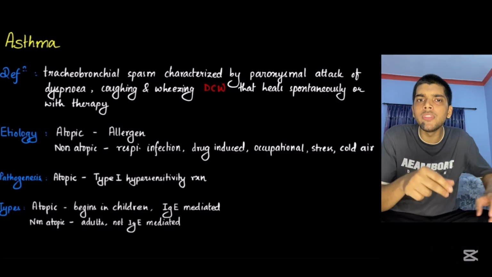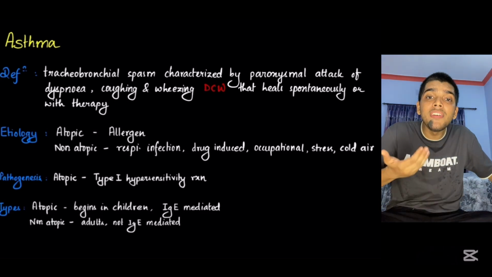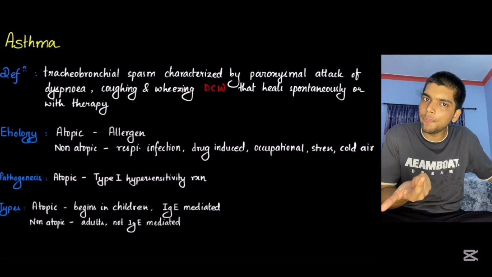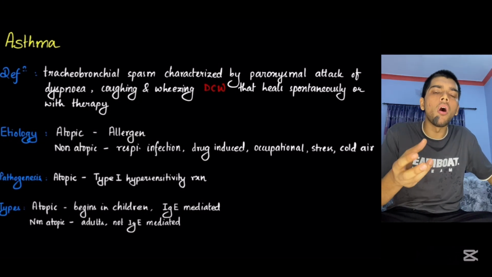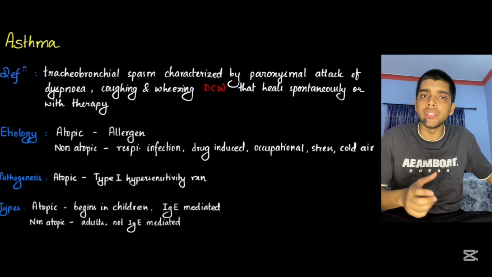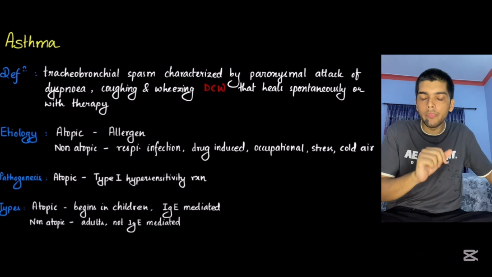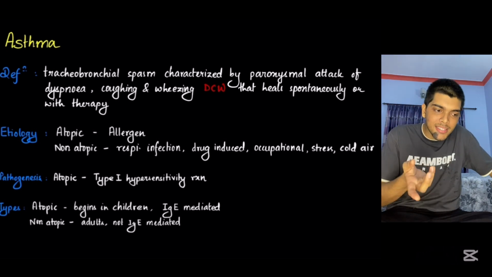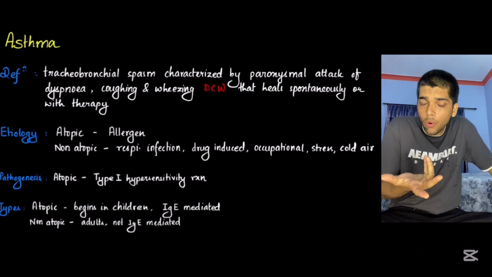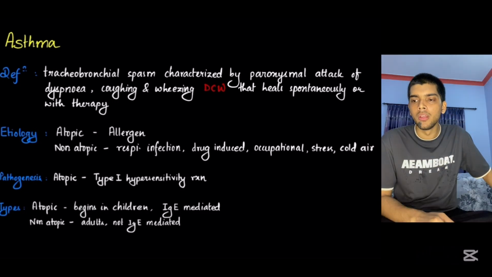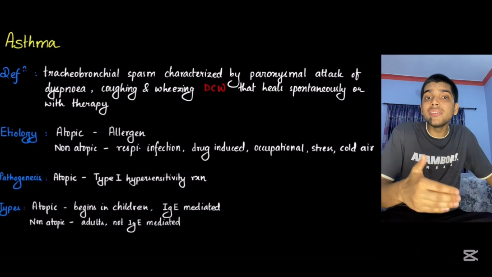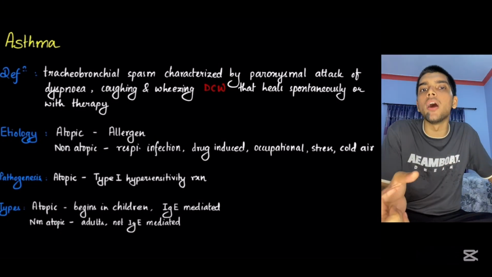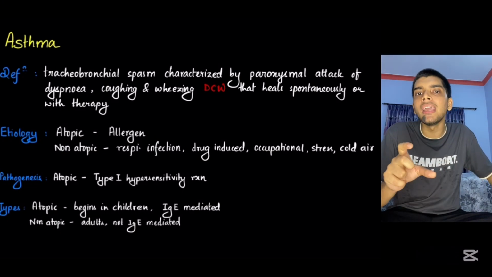Due to narrowing of the lumen, what happens? There is difficulty breathing, which is dyspnea. There is a peculiar sound that is heard on auscultating the chest, which is wheezing, an added sound. And since there is mucus, you want to cough it out, right? So there is coughing. So what you get is recurrent or paroxysmal attacks of DCW, dyspnea, coughing and wheezing.